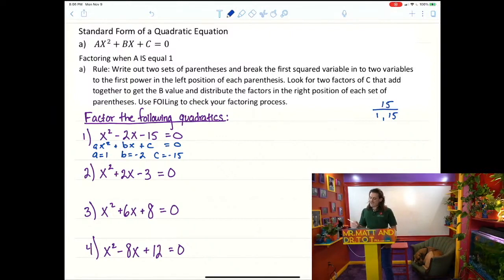So after 1, there's 2. 15 is not divisible by 2 because 15 is an odd number. So I'm going to move on to 3. 3 times 5 is 15, so 3 and 5 are a factor pair.